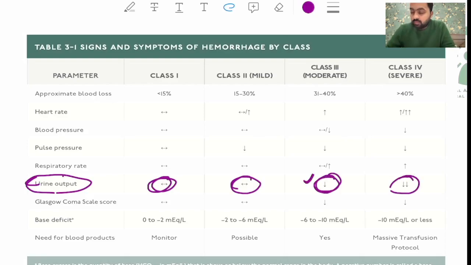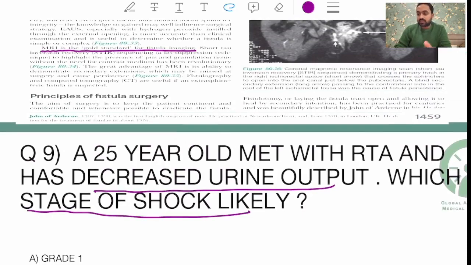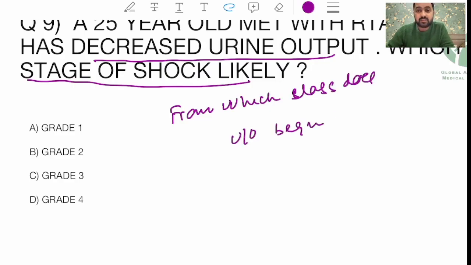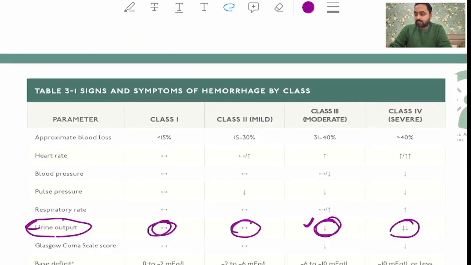So what they wanted to ask is from which stage, right, from which class, does urine output begin to decrease, right? So here the answer would have been your grade 3, right?